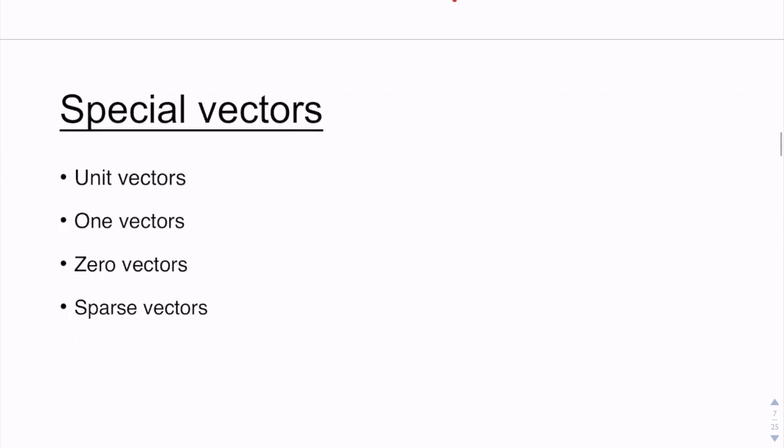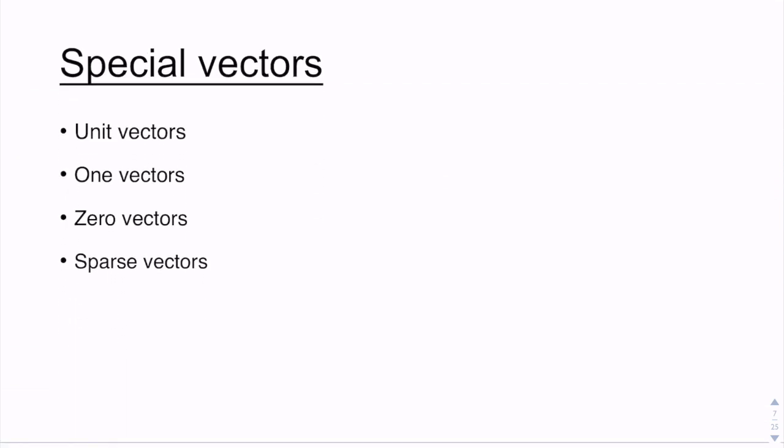The next topic is some special types of vectors. It's very important to know these vectors, and when you call them, then you know what type of vectors you're using. The first types of vectors are unit vectors. So a unit vector is a vector that all of its elements are 0 except one element, and that element is 1. That's a unit vector.